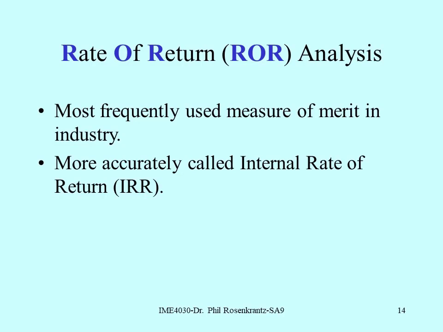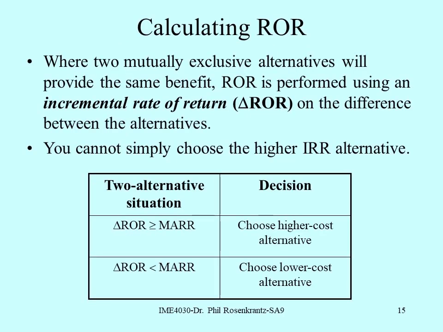But in calculating rate of return or doing rate of return analysis, we've got some very important points to make here. Let's go to slide number 15 and talk about where we have 2 mutually exclusive alternatives, 2 alternatives that will provide the same benefit. Which one should we pick? We have to use what's called incremental rate of return analysis to answer this question. You cannot simply find the internal rate of return for those two alternatives and pick the one with the highest return. That will not give you the optimal answer.